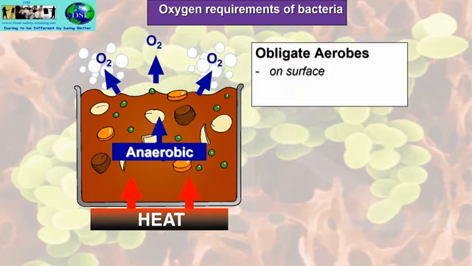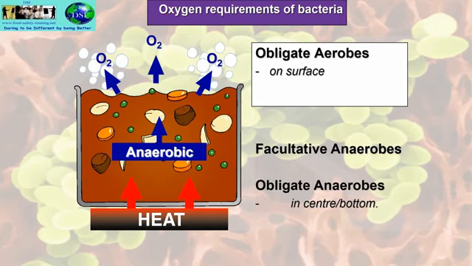Obligate aerobes you will find on the surface of food. Obligate means that they must have oxygen in order to survive. Facultative anaerobes can live with or without oxygen. And obligate anaerobes means they must not have any oxygen. The bacteria that springs to mind there are the Clostridia, or Clostridium perfringens, Clostridium botulinum. They are obligate anaerobes.